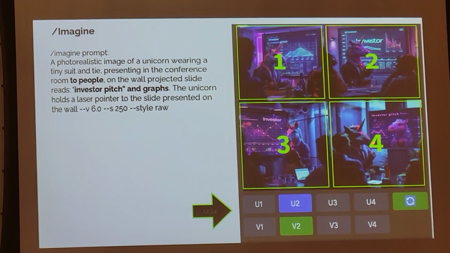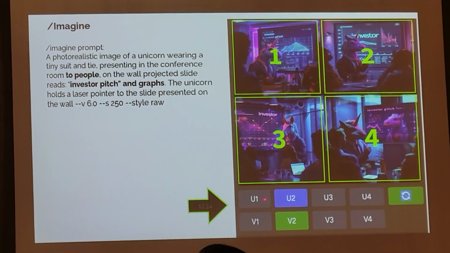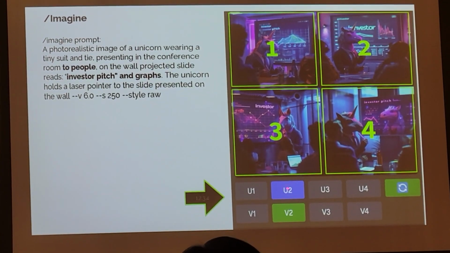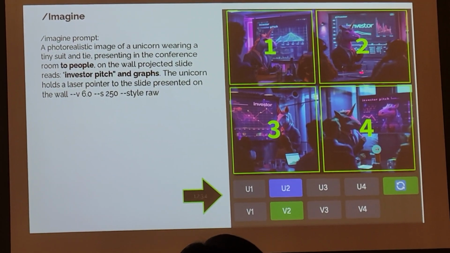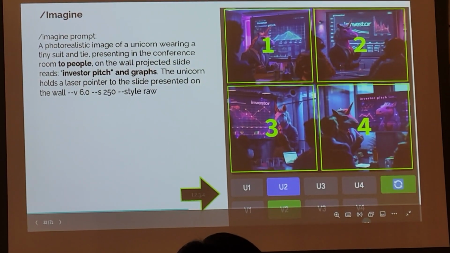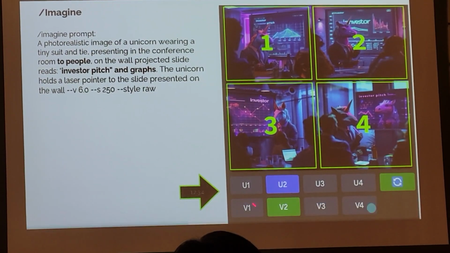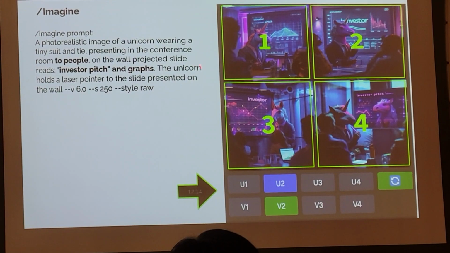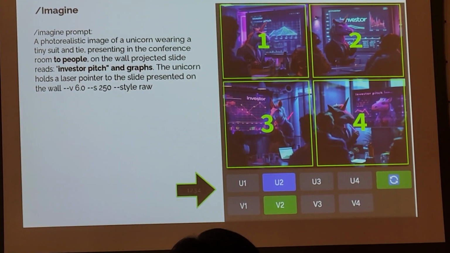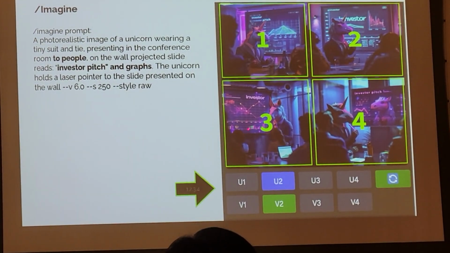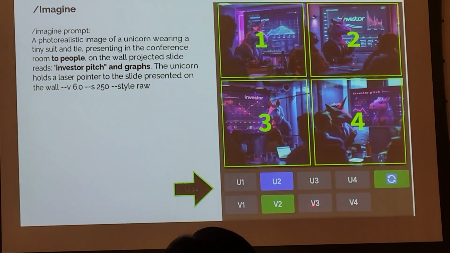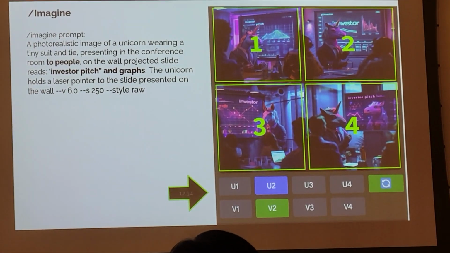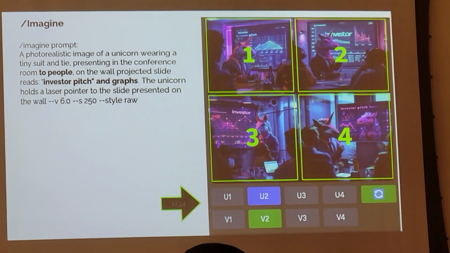1, 2, 3, and 4. Below you have U1, U2, U3, and U4. This is to upscale. So if I click this one, I will get this one as a big picture. The other ones, V1, V2, V3, are variations. So if I like number 3 and I want to do more variations on number 3, I will click V3. So that's always the order, 1, 2, 3, 4. You can upscale each one or make more variations.